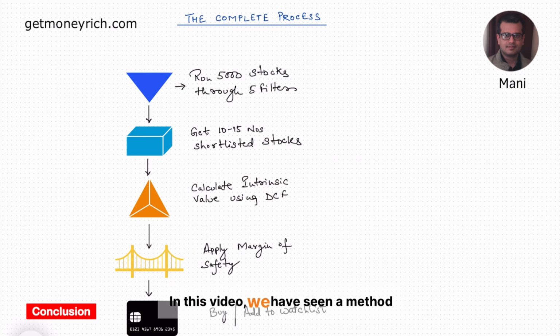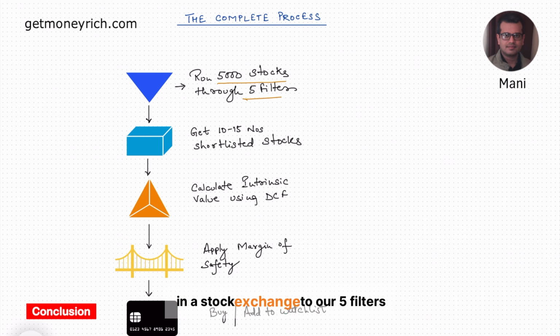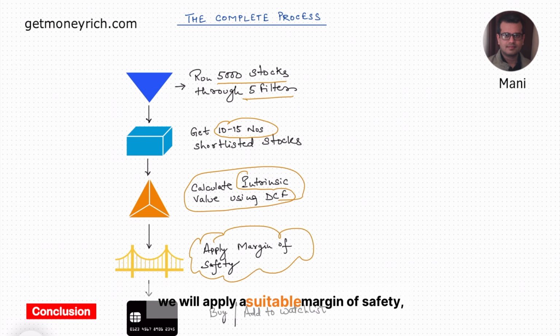In this video, we have seen a method to find undervalued stocks. What we have done is put all the 5,000 stocks listed on a stock exchange through the 5 filters that we have finalized, and the result of those 5 filters is that we will get 10 or 15 quality stocks. For all those 10 or 15 quality stocks, we will use the DCF method to calculate the intrinsic value, and then to that intrinsic value we will apply a suitable margin of safety, let's say 25% margin of safety.